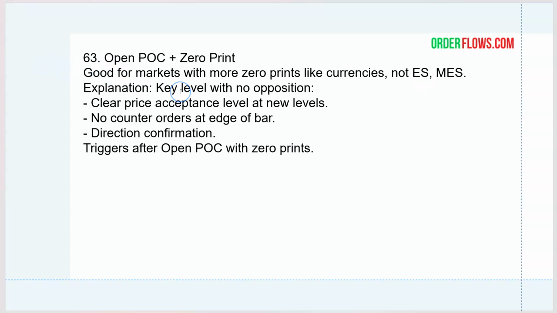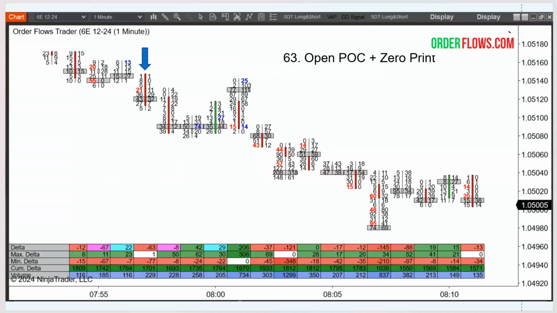And the explanation is the key level with no opposition. So your key level is going to be your open point of control. It's a new level, and no opposition at the edge of the bar, which is the result of the zero print. So you're going to have a clear price acceptance level at new levels, no counter orders at the edge of the bar. You're going to have direction confirmation, obviously, with the point of control coming in at a new higher level. So it's going to trigger after the open point of control with zero prints.